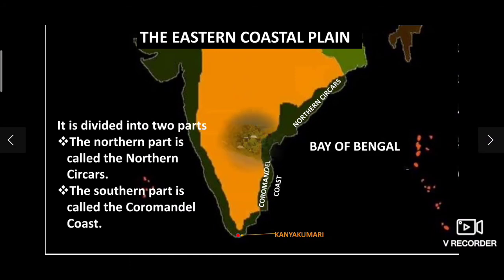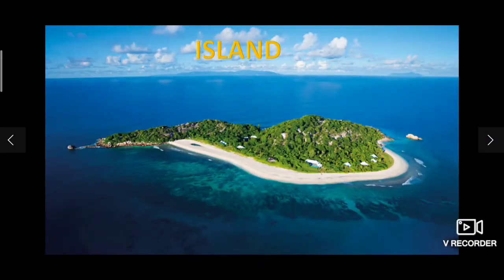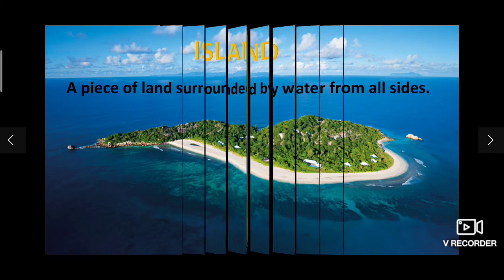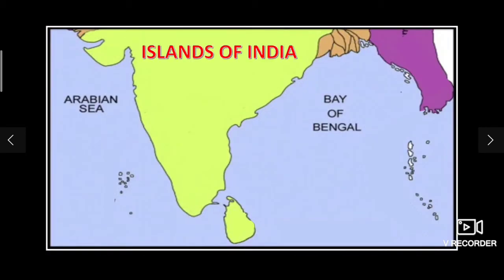There are many islands in the Bay of Bengal and the Arabian Sea. And what is an island? It is a piece of land surrounded by water from all sides. There are two main island groups of India: the Andaman and Nicobar Islands and the Lakshadweep Islands.